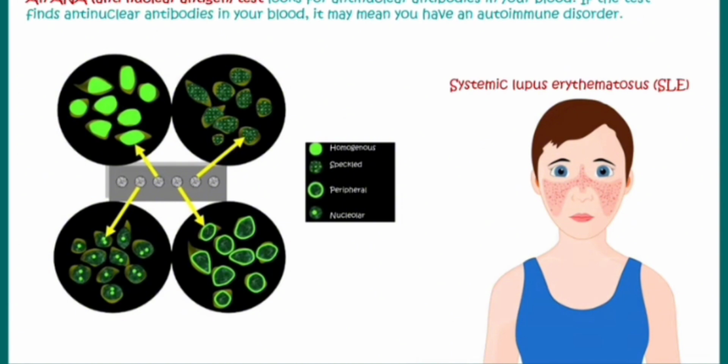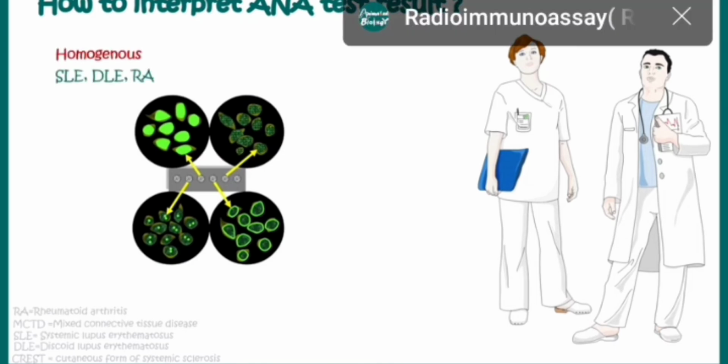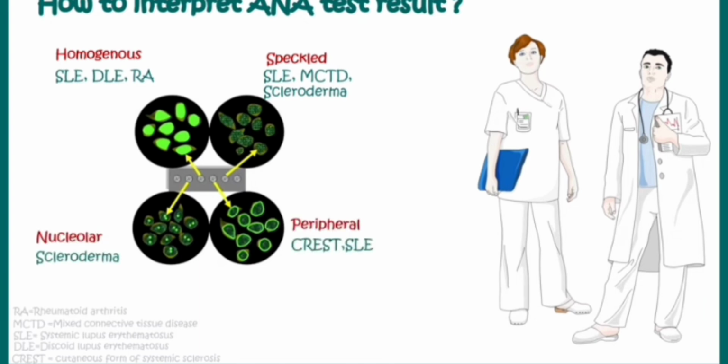Looking at these test results and at the clinical databases, pathologists can comment on what possible disease might be there. But it's not a sure-shot confirmatory test. It's basically a screening and an assumption. Further tests are required. For example, if you have a homogeneous ANA pattern, then it might be SLE, might be DLE, might be rheumatoid arthritis as well. But if the pattern is speckled, most likely it could also be MCTD, scleroderma, or even systemic lupus. So further tests are required.